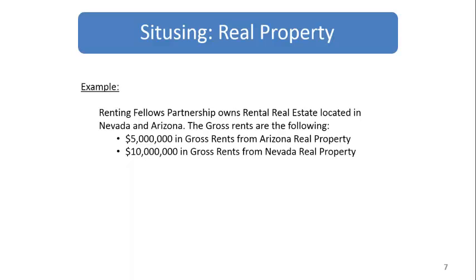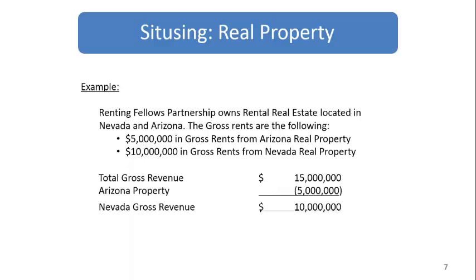Let's take a look at an example of situsing real property. Here we have the Renting Fellows Partnership, and they own real property in Nevada and Arizona. They receive rents of $5 million from the Arizona property and $10 million from the Nevada property. The gross revenue is situs based on the location of the property, so only the $10 million would be part of Nevada gross revenue.